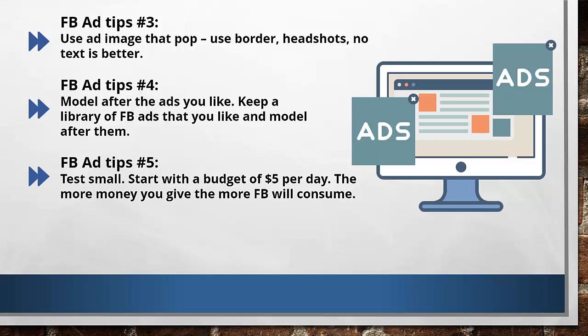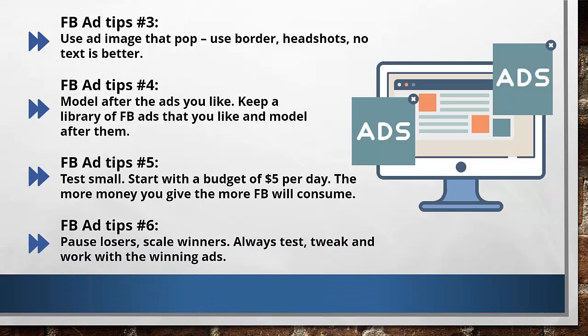Start with a budget of $5 per day because it will spend less and it's cheap. The more money you give, the more Facebook consumes. So if you give Facebook $500 a day, it just spends and consumes all of it in one day, just giving you a higher reach. But once you give them a lesser amount of money, Facebook will be very choosy in showing your ad to people. You can also test 5 or 6 different kinds of images with different kinds of text and headlines to see which one is performing better.